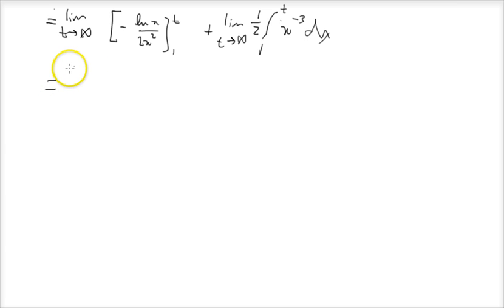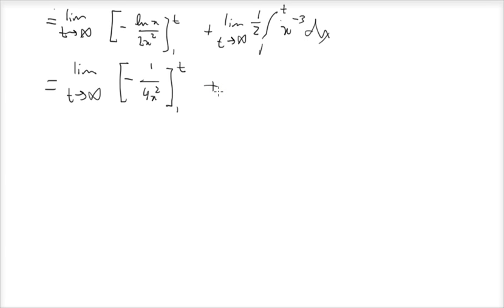Now let's apply L'Hopital's rule right here. We will get the limit as t approaches infinity, because remember, you put infinity in there, it'll turn into a negative infinity over a positive infinity. So that will give us a negative 1 over 4x squared when we take the derivative of both the numerator and the denominator, and that's still between 1 and t.